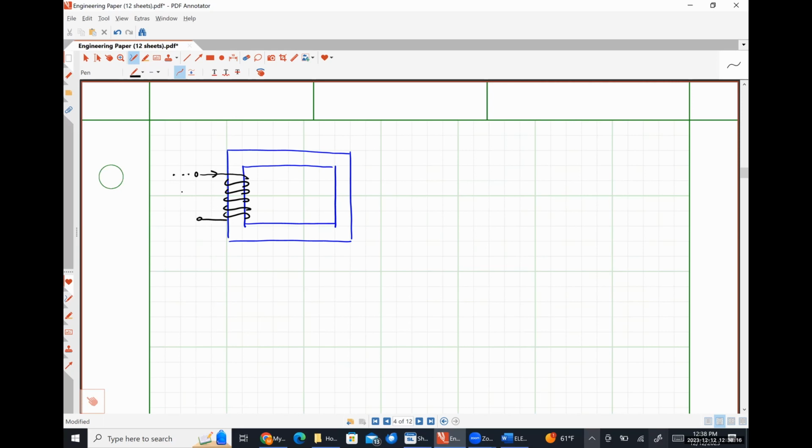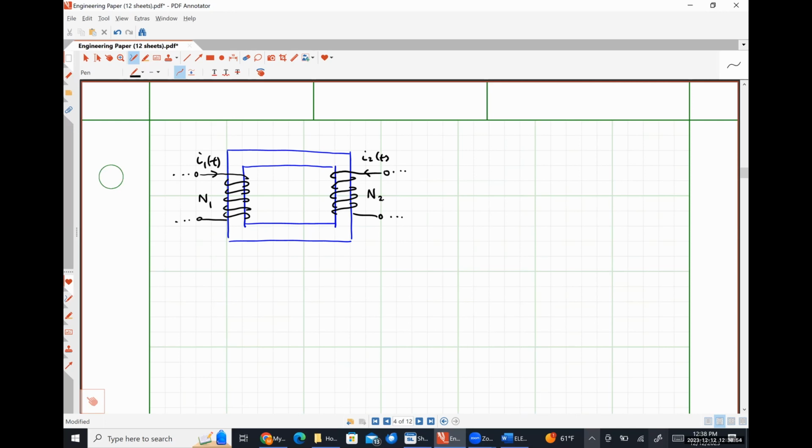So our first coil has N1 number of turns, and it's carrying a current of I1. And then our second coil will be over here on this right-hand leg, like so. It'll be carrying a current of I2, and it has a number of turns of N2.